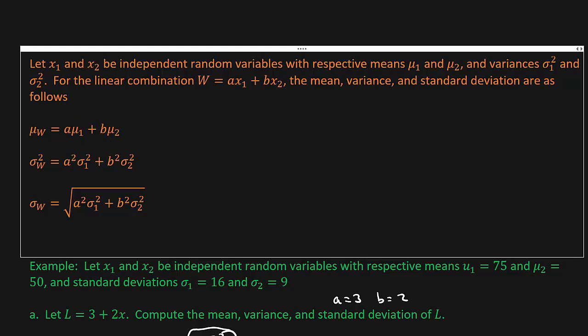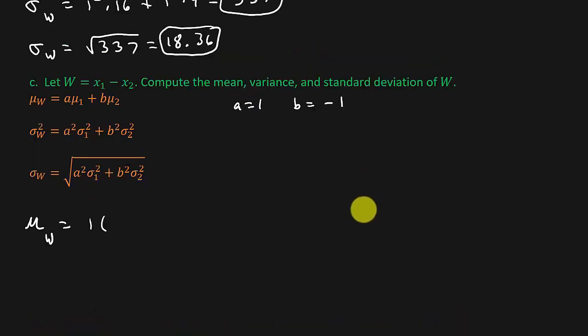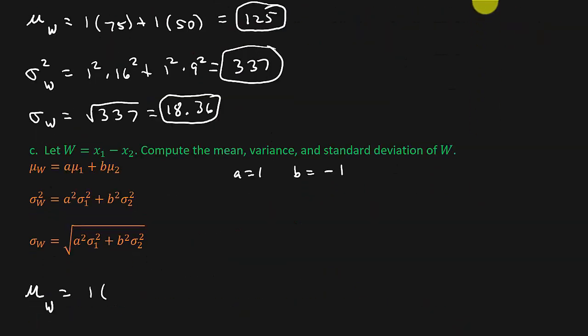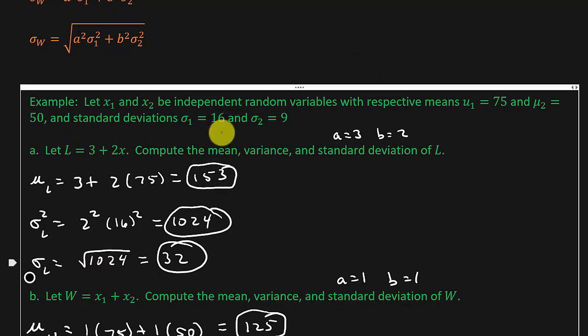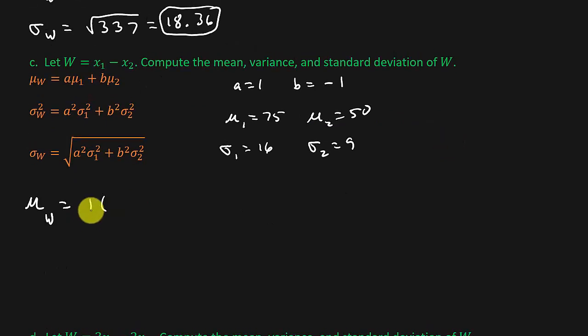Let's compute the mean. Let's identify A and B. In this problem, A is equal to 1, B is equal to -1. The number in front of x1 is 1, and the number in front of x2 is -1. That's your A and B. So the mean is 1 times mu1, which is 75, plus B, that's -1 times mu2, which is 50. The standard deviations are 16 and 9, so let's write them down here so we don't have to keep going back up. That is equal to 25.